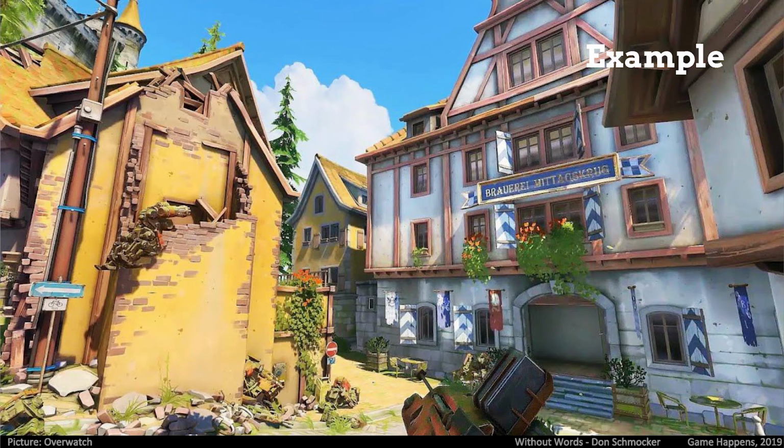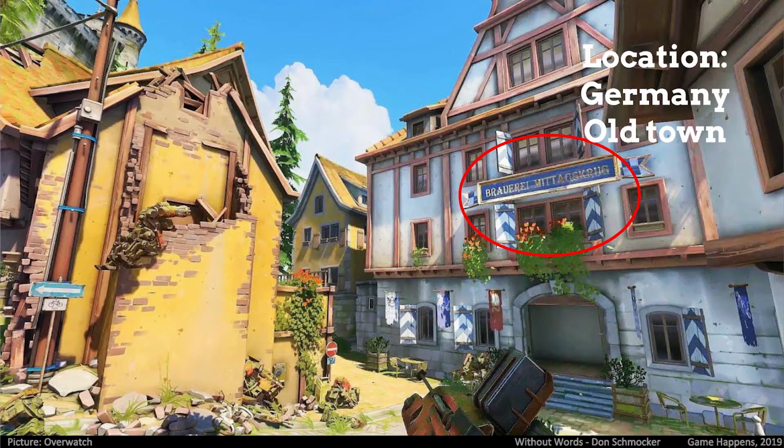Here's an example of what we can read out of a picture. Again, this is an Overwatch map, and we can determine that the location is in Germany, because the name of this brewery is written in German. It's not the translation for the German game. It's really written in German here.